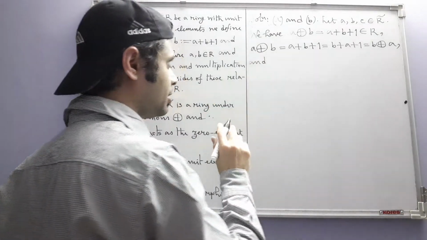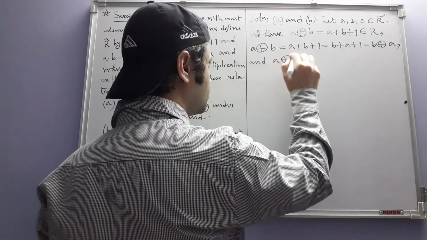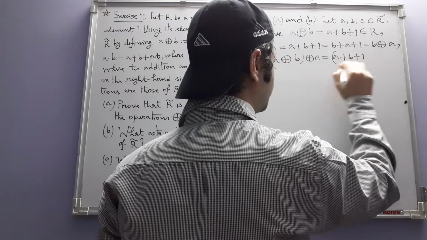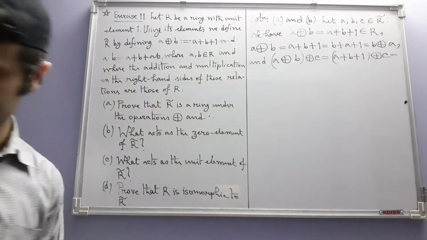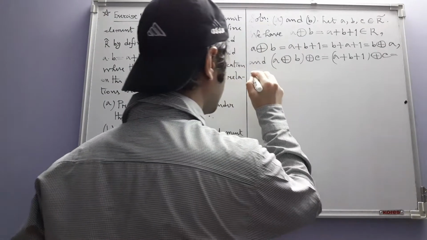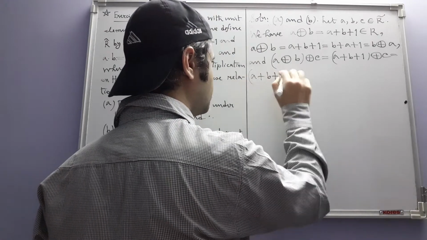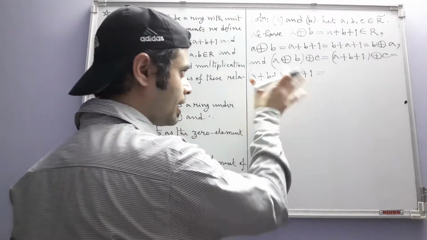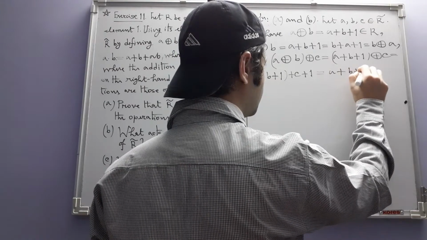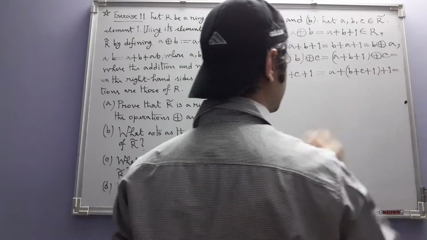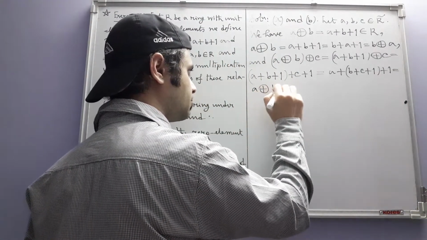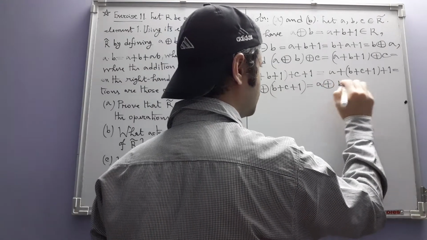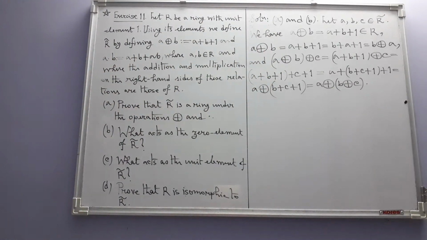And now we verify that addition is associative. So this is equal to a plus b plus 1 plus c, and this becomes a plus b plus 1 plus c plus 1. Using the fact that addition in R is commutative and associative, we can write this expression like this: a plus b plus c plus 1 plus 1, and this becomes a plus b plus c plus 1, that is equal to a plus b plus c. So addition has also been shown to be associative.